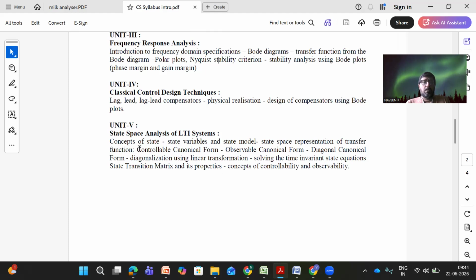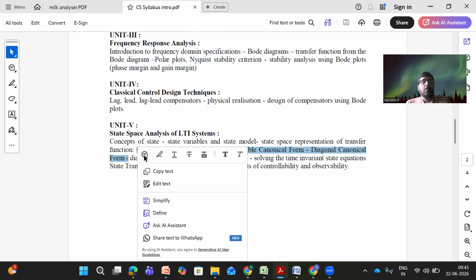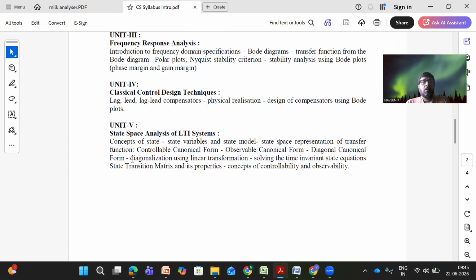We have methodologies like controllable canonical form, observable canonical form, and diagonal canonical form. In these three methods, you need to derive the state model. And you need to know about diagonalization using linear transformation. Next, solving the time invariant state equations. State equations are of two types, time variant and time invariant. For time invariant systems, how to solve these equations. Next, we need to know about the state transition matrix and its properties, very important, and the concept of controllability and observability.